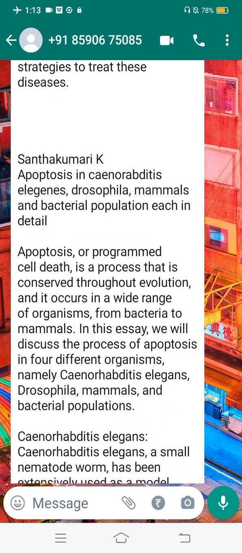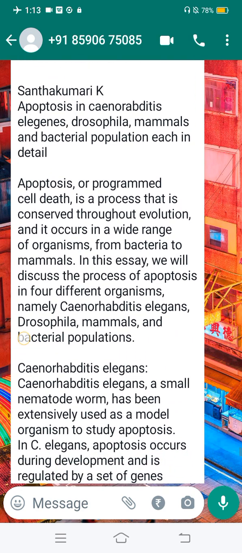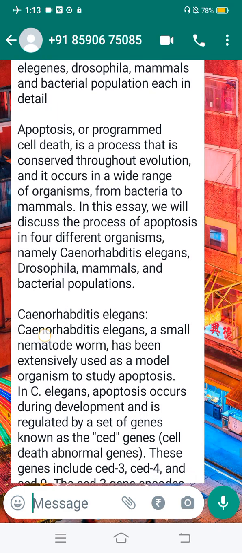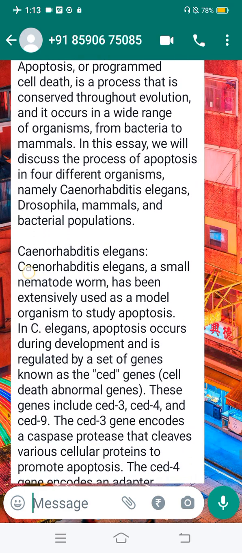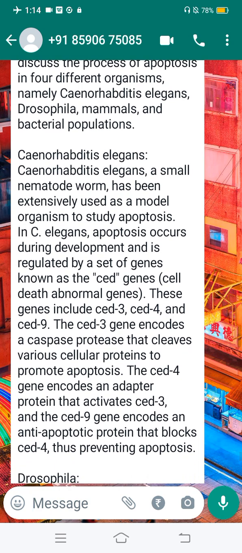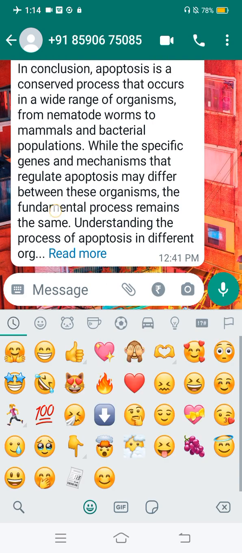Next topic, apoptosis in Caenorhabditis elegans, Drosophila, mammals and bacterial population. Apoptosis or programmed cell death is a process that is conserved throughout evolution, and it occurs in a wide range of organisms from bacteria to mammals. In this essay, we will discuss the process of apoptosis in 4 different organisms, namely Caenorhabditis elegans, Drosophila, mammals and bacterial population.